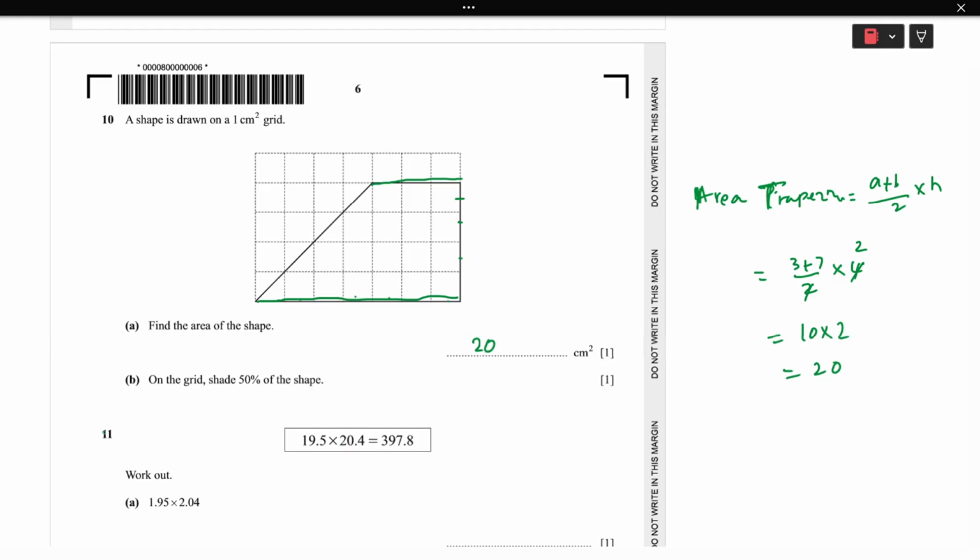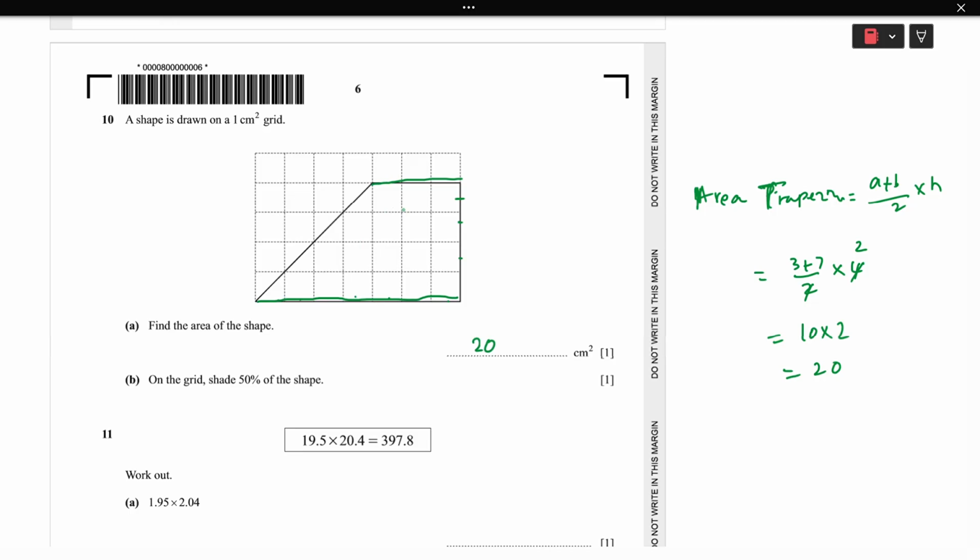Next, on the grid, shade 50% of the shape. So 50%, just make it a half. So 3 times 4, 12, 13, 14, 15, 16, 17, 18, 19, 20, 21, 22. There are 22 boxes, so we have to shade at least 11. No, sorry, 20 boxes. So we need to shade 10 boxes.